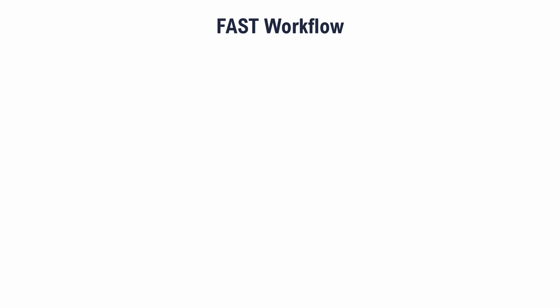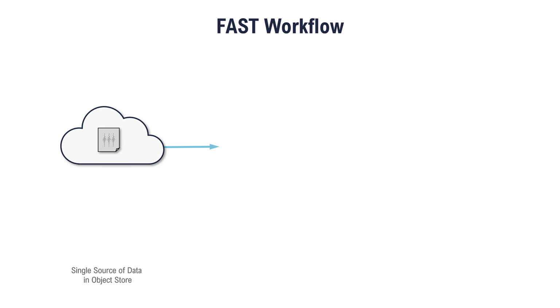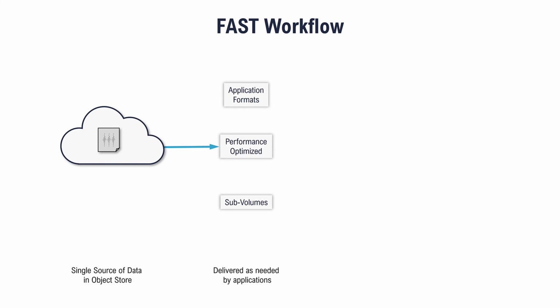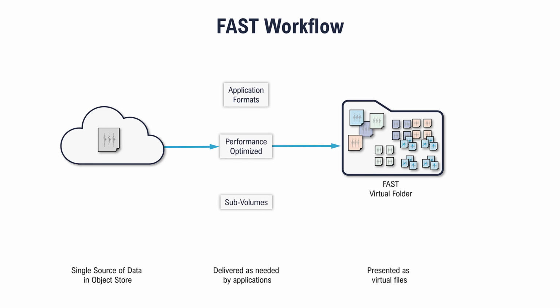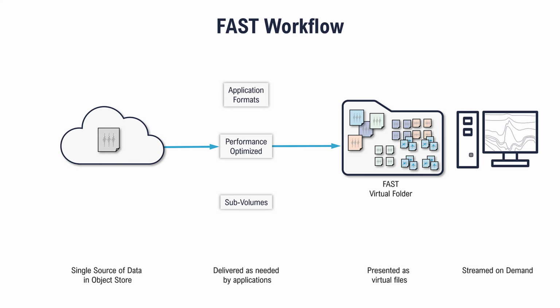Our single source of data is stored as a centralized library. The data from Fast is delivered to applications as needed. Each application could require its own formats or performance optimizations, such as in the inline, crossline, or slice direction. All this information is presented as a virtual folder on the machine.